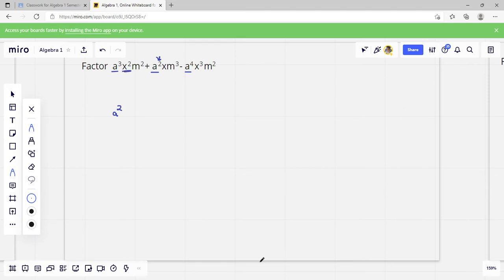And then our x's, we've got a 2, a 1, and a 3. So the lowest number is 1x there. And then for our m's, we've got a 2, a 3, and a 2. So they all have at least m squared. Now we're going to see what's left.